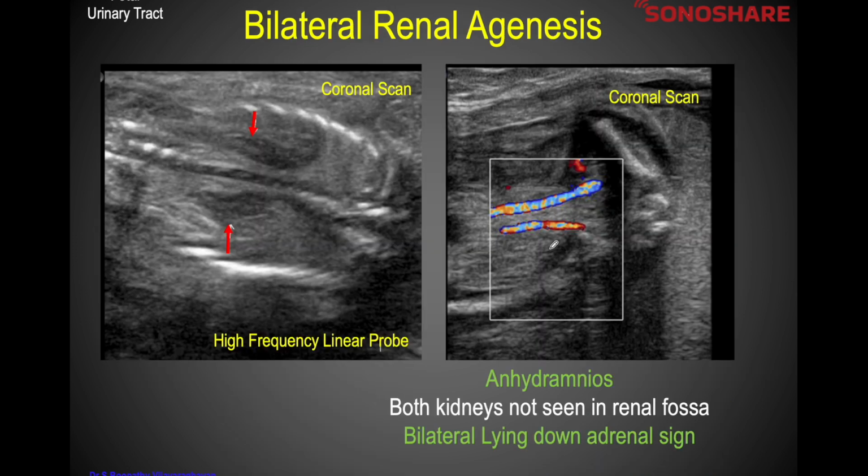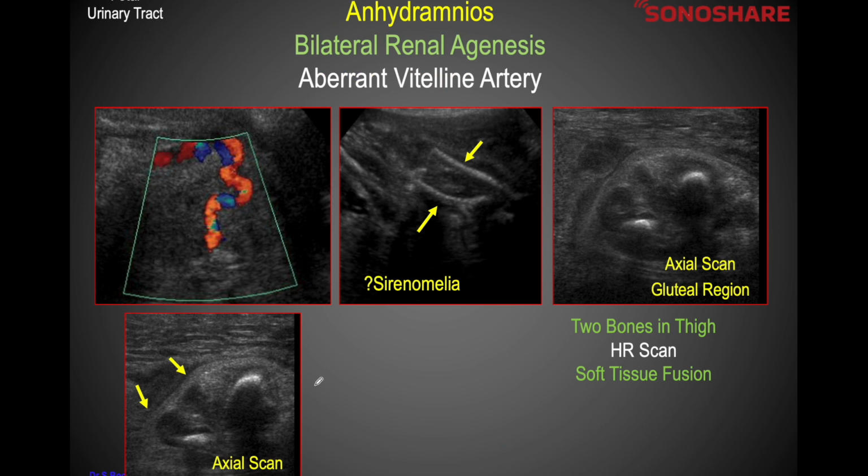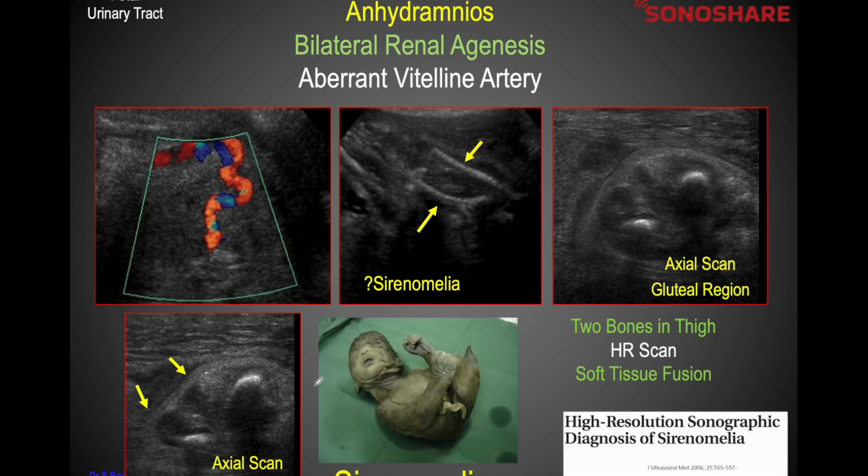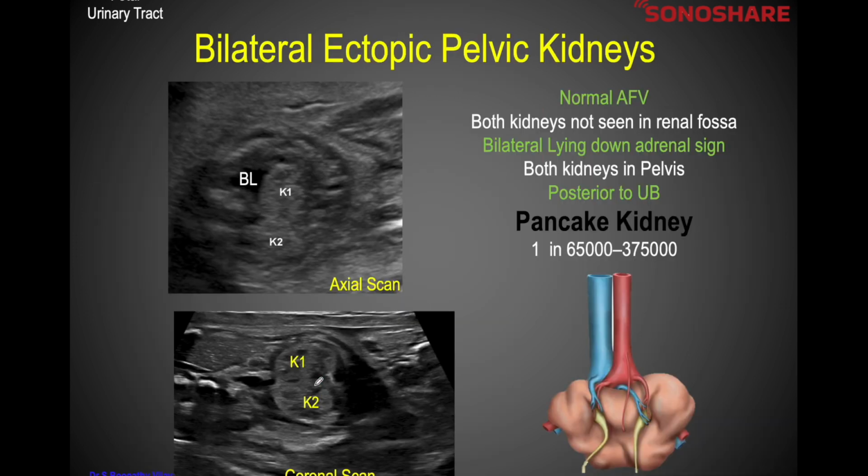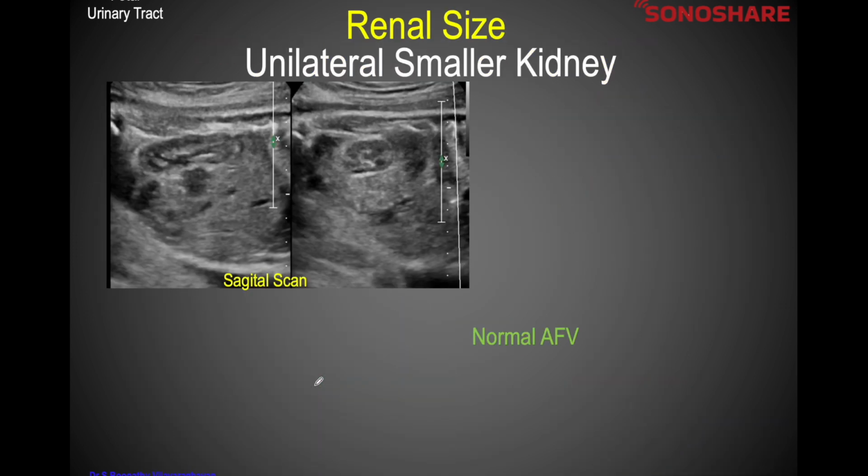You see that the umbilical arteries are seen, but the urinary bladder is not seen in between them, confirming that it is only soft tissue fusion of sirenomelia, and that is 1,000 to 3,75,000 births.